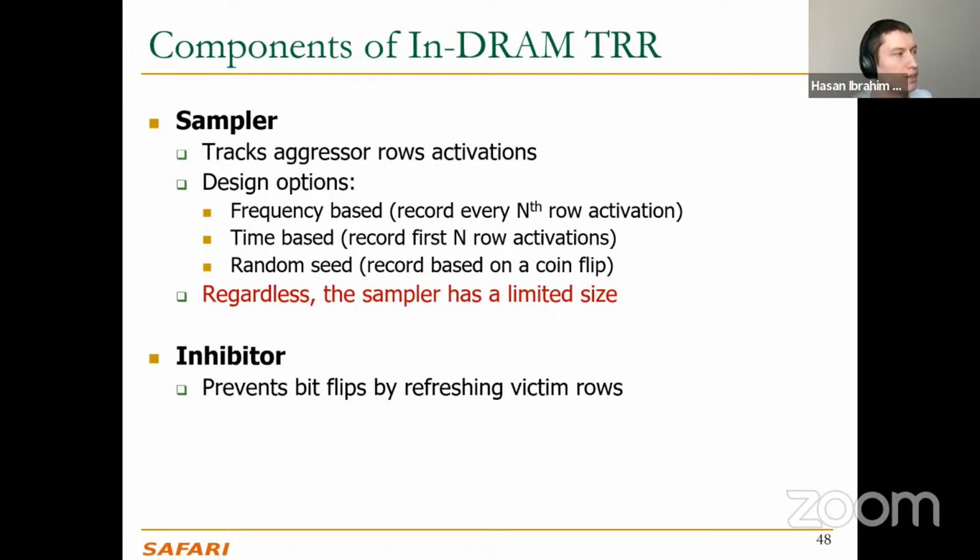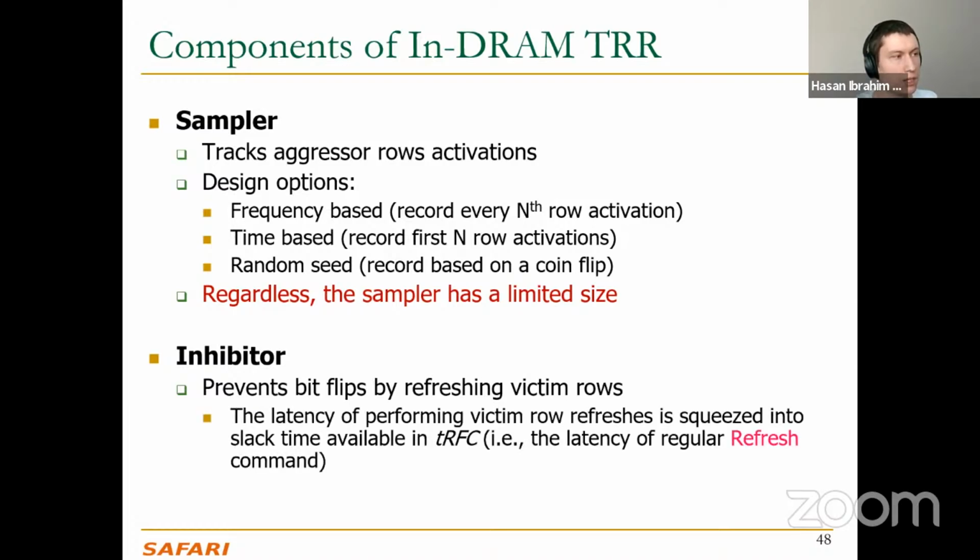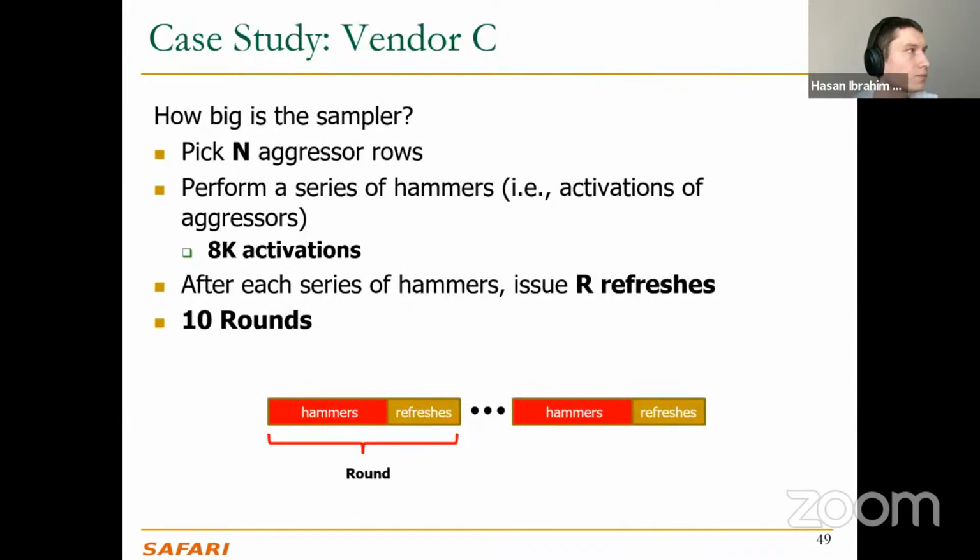The second component, the inhibitor, prevents bit flips by refreshing victim rows. The latency of performing these victim row refreshes is squeezed into the spare time available in tRFC, as we already discussed in the previous presentation. Latency-wise, this operation is hidden from the memory controller and happens internally within the DRAM.